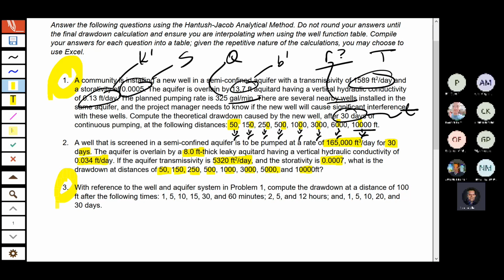And then with number 3, with reference to the well and aquifer system in problem number 1, compute the drawdown at a distance of 100 feet at different times, right? So basically you're just looking at different variables, with either minutes or days, just kind of rearranging your spreadsheet or your calculations to calculate based on time instead of radial distance.